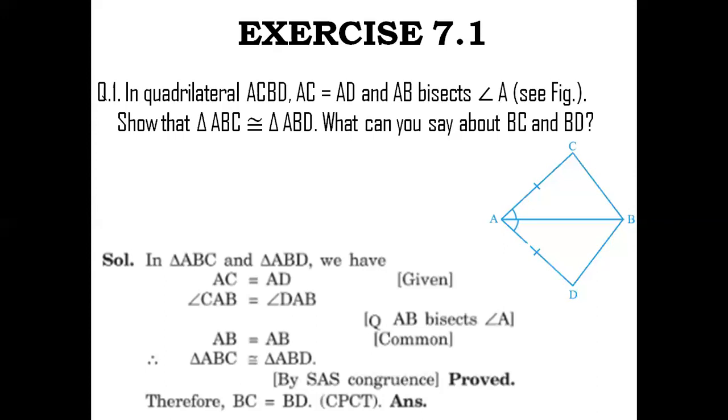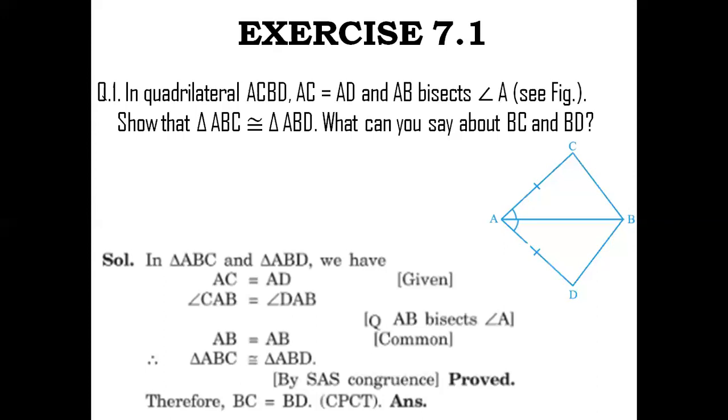Now what are we supposed to prove? That triangle ABC is congruent to triangle ABD. And it also asks us to say about BC and BD. Let us quickly get into the solution. My dear students, the very first thing that you have to do is consider those triangles which have to be proved. So here I have been asked to prove triangle ABC to be congruent to triangle ABD. So as you could see in the solution, I have considered those two triangles.